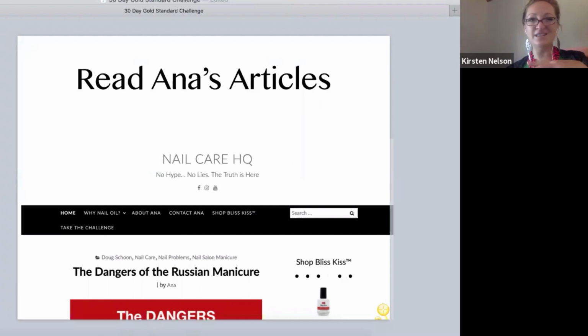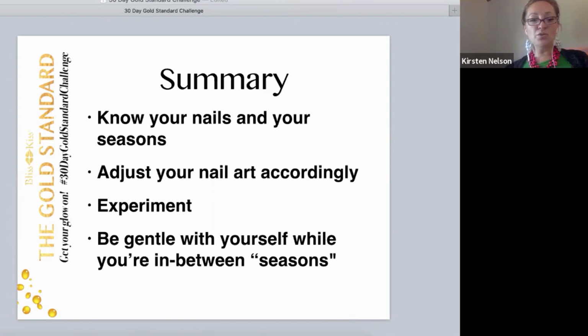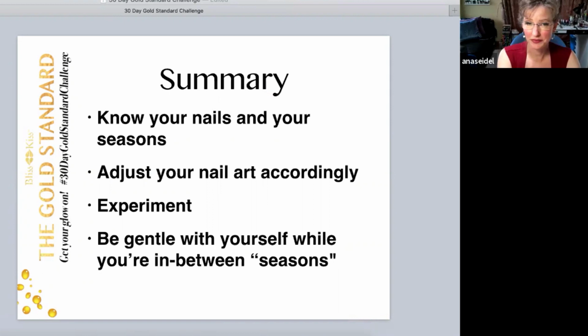So to wrap this whole 30-day challenge up, the most important thing is to know your nails and your seasons. Period. We're going to ask you more in the nail bar. Let's just show off, and what season are you in? And it's okay. So we'll be working on that.